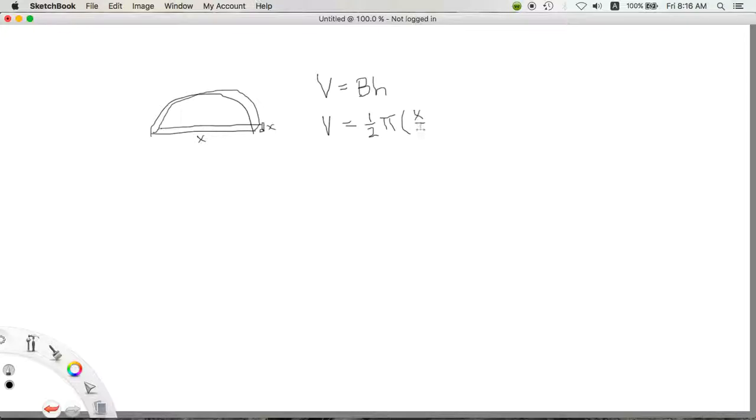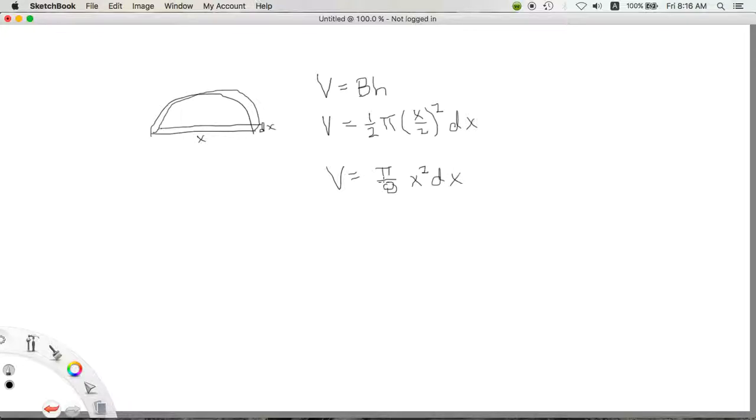Well, the radius is x over 2 squared, and then our height is dx. So when we calculate this all out, we've got pi over 8, because we've got 2 times 2 squared, and then times x squared dx.